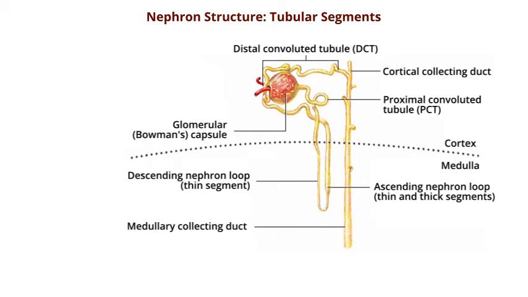The next few parts of this lesson will follow the flow of fluid through the nephron and discuss the unique characteristics of the specialized cells in each segment. Let's start with the glomerular capsule to examine this initial segment in greater detail.